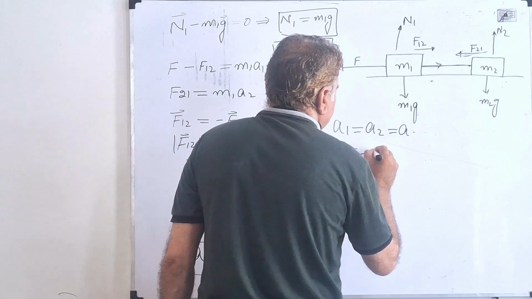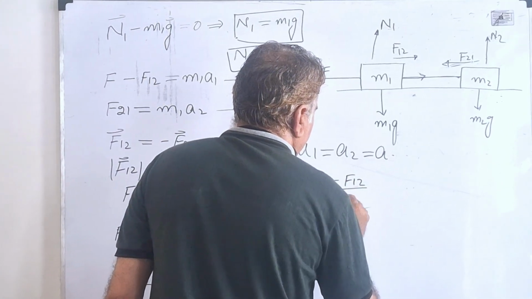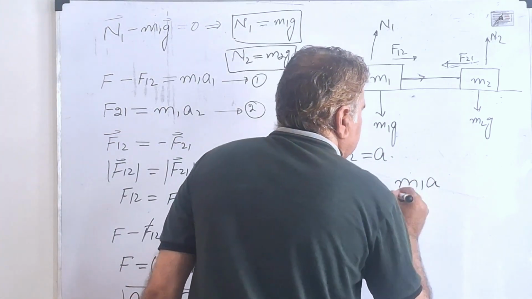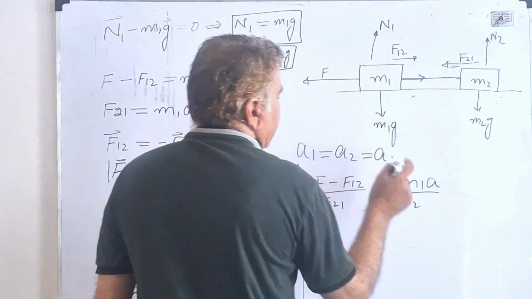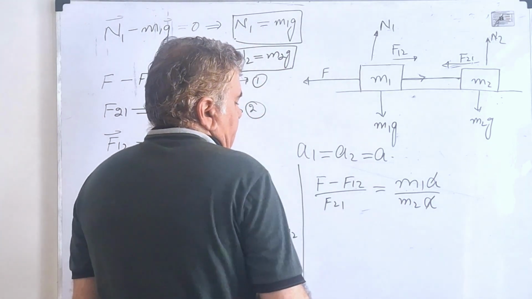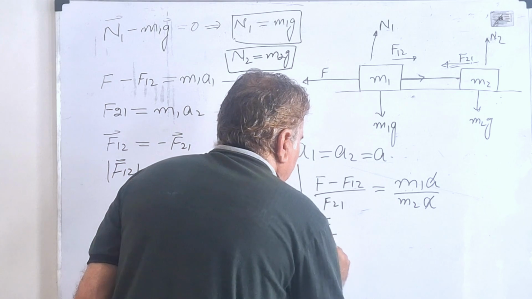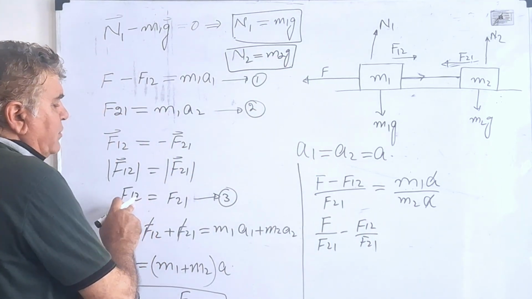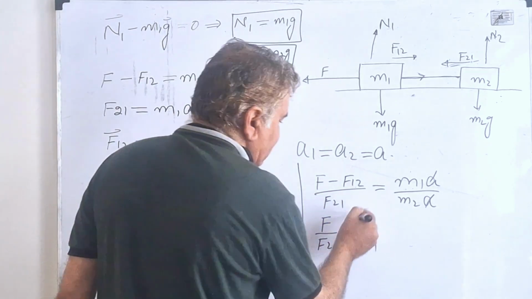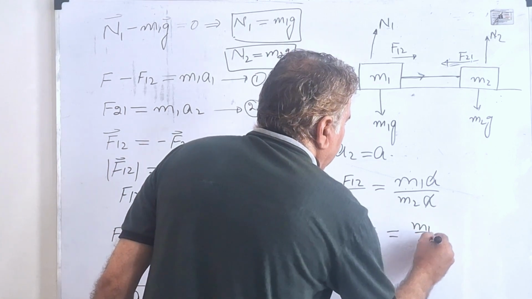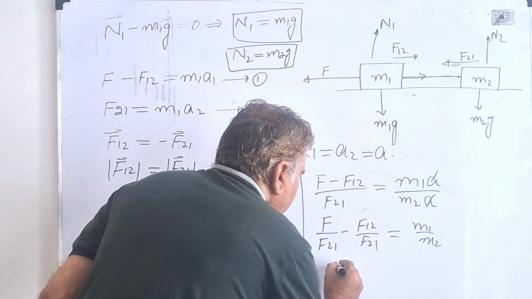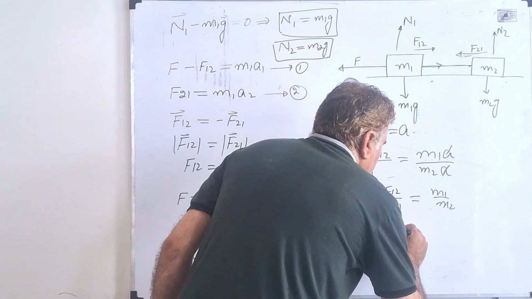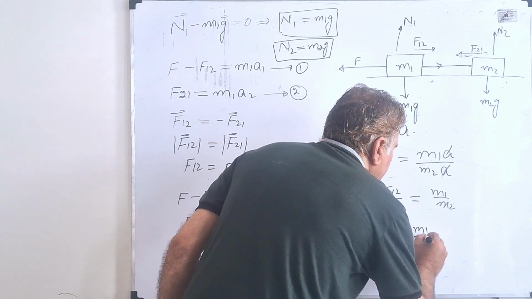So I do (F minus F12) divided by F21 equals M1, and for A1 I write A, divided by M2, and for A2 again I write A. So this A cancels with this A, and I can write the left side in this form, (F minus F21) divided by F21, and using equation 3, the magnitude of F12 is exactly equal to F21, therefore this thing is 1, and on this side I write M1 divided by M2. So setting this to 1, I can write the equation F divided by F21, and I'm taking this to the other side, equals 1 plus M1 divided by M2.